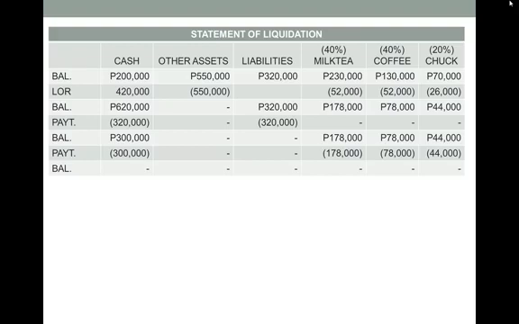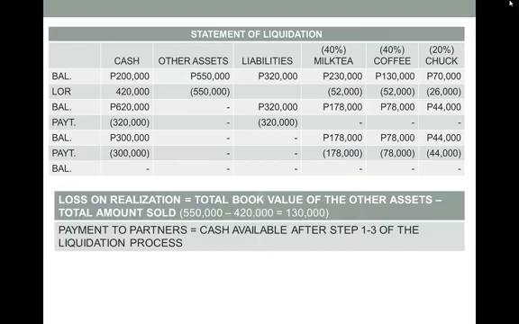So, to compute the loss on realization, we simply subtract the total amount paid or proceeds from the sale of non-cash asset to its book value. So, 550,000 less 420,000, the loss on realization is 130,000. So, that 130,000 is allocated, that loss will be allocated to partners, to Milk Tea and Coffee. So, parehas lang naman sila ng profit sharing ratio of 40%.